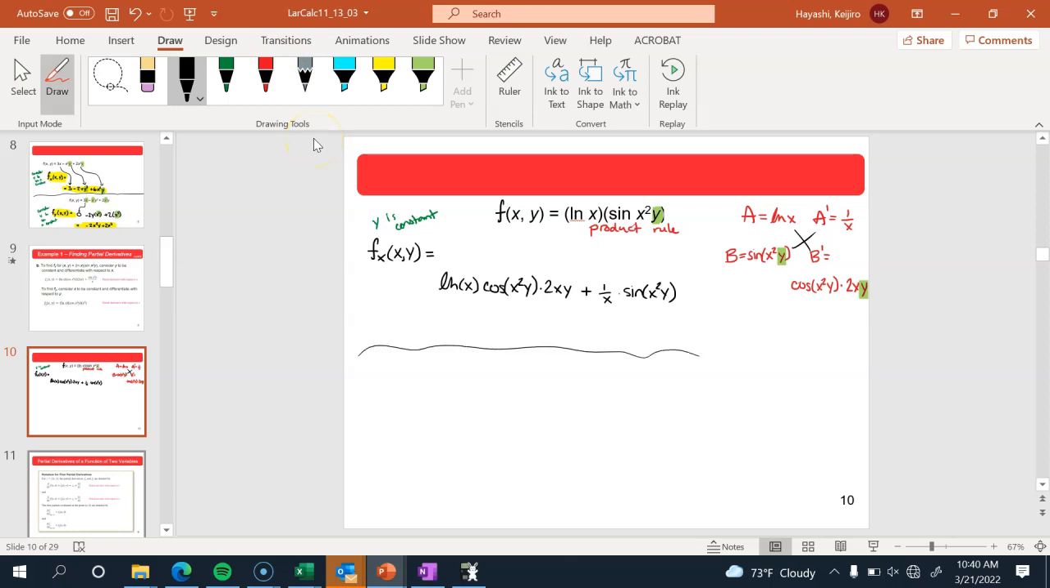Now, the derivative with respect to y is much, much easier. Because you might notice that not both of these functions have x, but only one of these functions has y. So the natural log of x. So when you're taking the partial derivative with respect to y, the natural log of x is a constant.